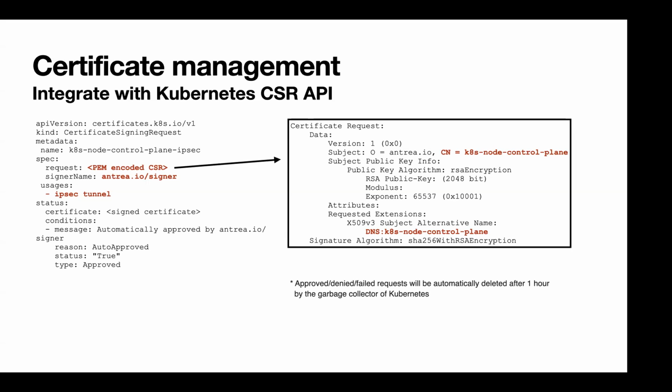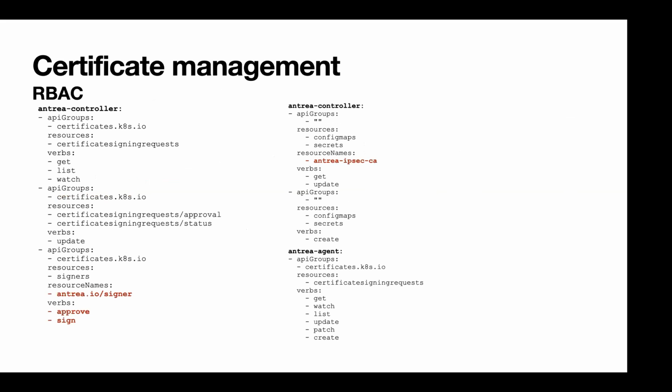So there is a subtle issue, maybe it's not an issue, but by design, the approved, denied, or failed requests will be automatically deleted after 1 hour. So this is Kubernetes behavior. We must pay attention to the controller or controller in the Antrea agent to make sure we do not need to issue new certificates as the existing one is still valid. And also we need to configure the correct callback for Antrea controller and Antrea agent.